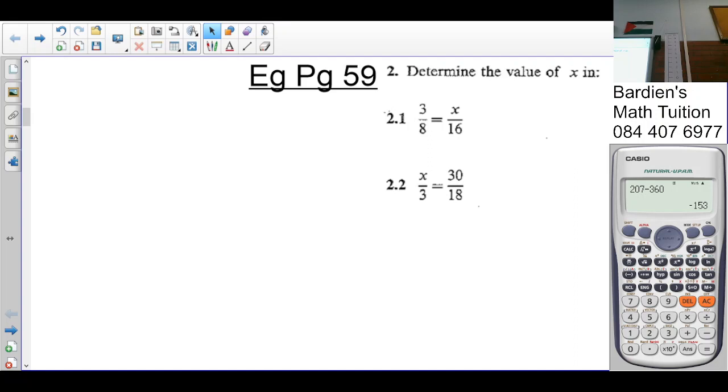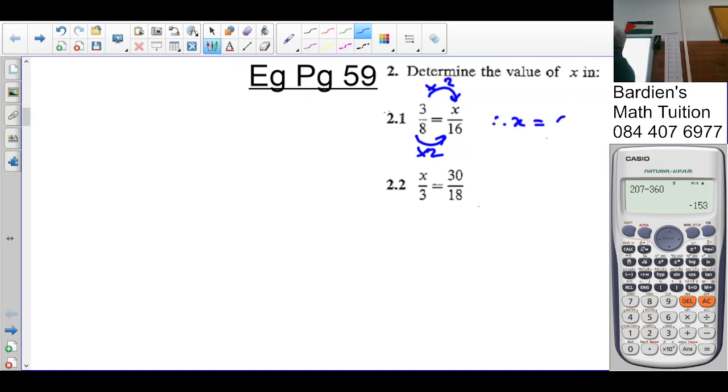Okay, so what do you think the x value is in the first sum? 6. Who said something other than 6? Okay, how do we get 6? 3 times 2. Okay, so we say from 8 to 16, I multiply by 2. So what I do to the denominator, I must do to the numerator. 3 times 2 is 6. Therefore x equals 6. Not so?